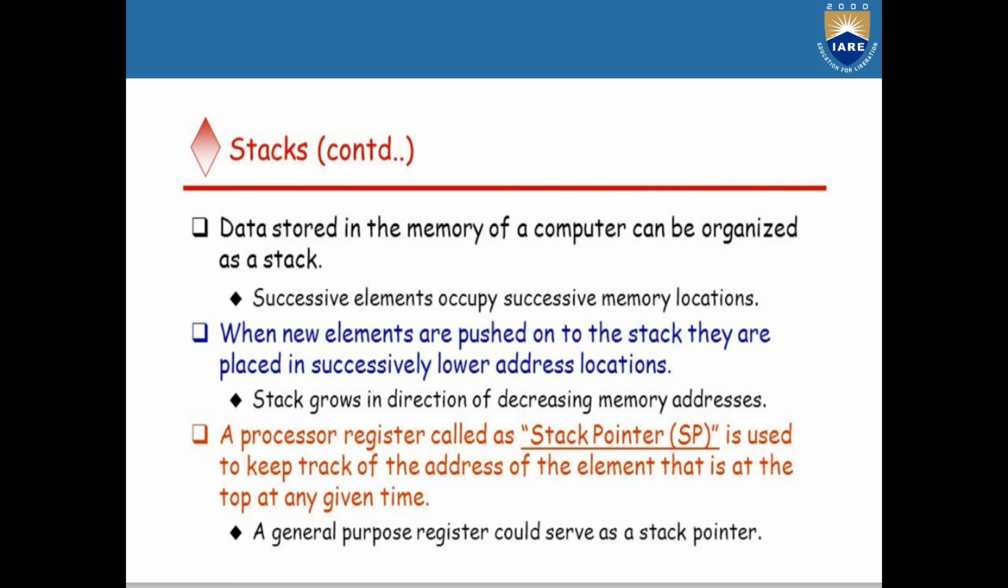Successive elements occupy successive memory locations. When new elements are pushed onto the stack, they are placed in successively lower address locations. The stack grows in the direction of decreasing memory addresses. A processor register called the stack pointer is used to keep track of the address of the element that is at the top at any given time. A general purpose register could serve as a stack pointer.